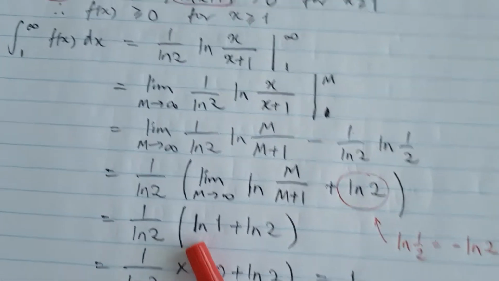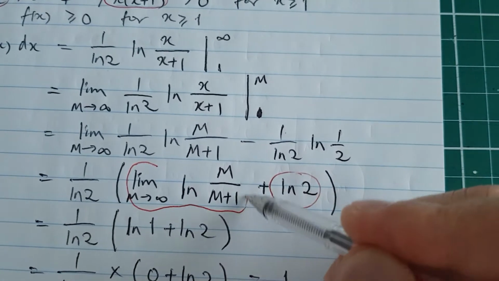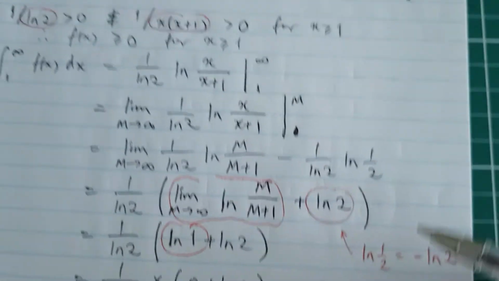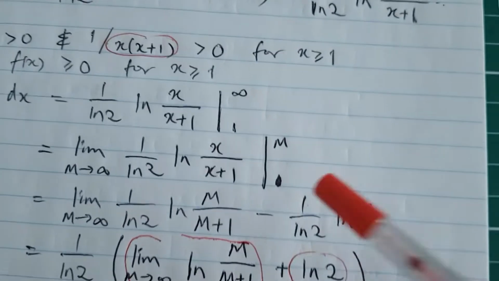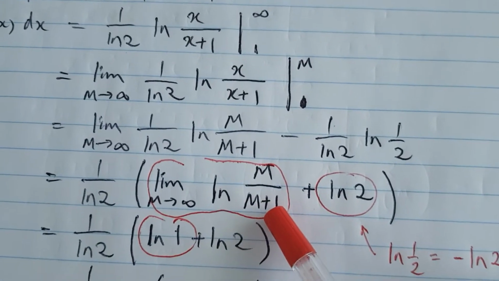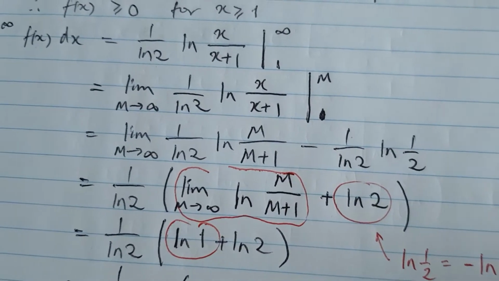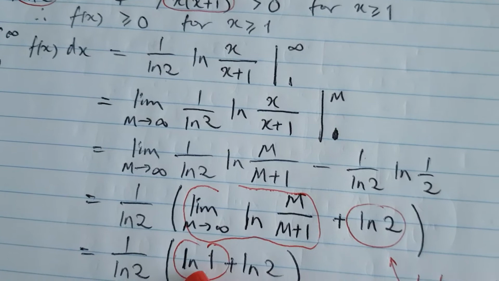And now this here, what makes me say that this is equal to ln of 1? Well, notice the degree of the numerator is the same as the degree of the denominator, and the coefficients are the same as 1. So therefore, the limit of it is just ln of 1.